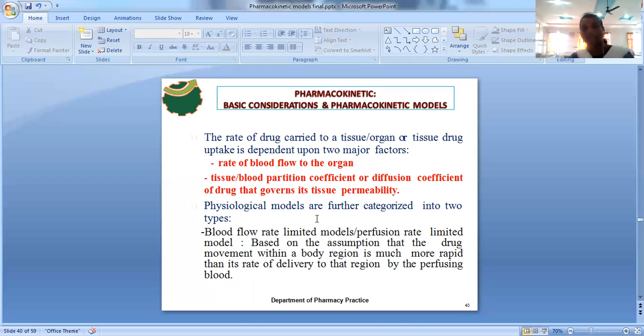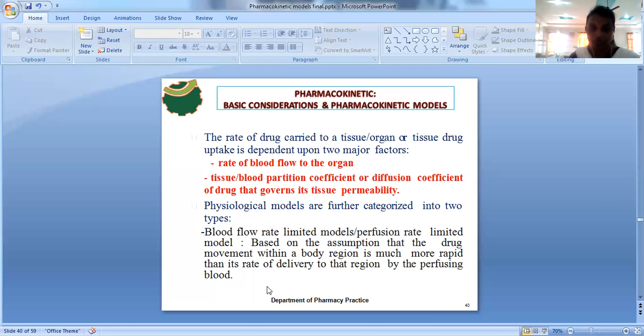In a similar manner, the physiological models are further categorized into two types depending upon the blood flow or perfusion rate. The first one is the blood flow rate limited models, or otherwise perfusion rate limited models. According to these models, the assumption is that drug delivery will be more and more in that particular organ or body region where perfusion of the blood is more. In such cases, the rate of drug delivery will be more. Only that is the assumption here.